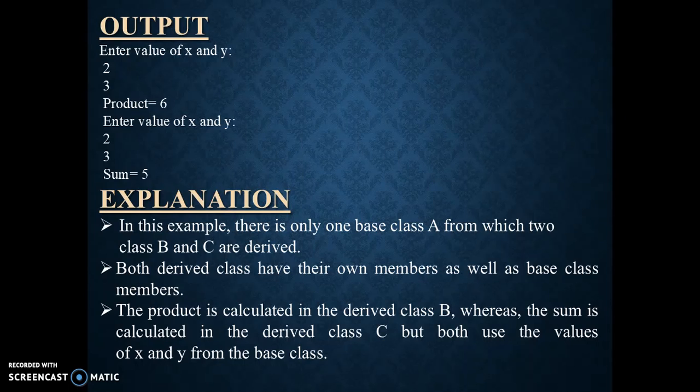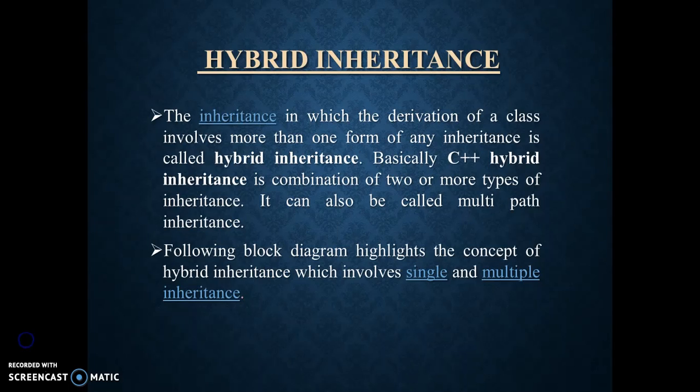Product equals 6. Enter the value of x and y, where x equals 2 and y equals 3, sum equals 5. Explanation: in this example, there is only one base class A, from which two classes B and C are derived. Both derived classes have their own members as well as base class members. The product is calculated in derived class B, whereas the sum is calculated in derived class C. But both use the values of x and y from the base class.